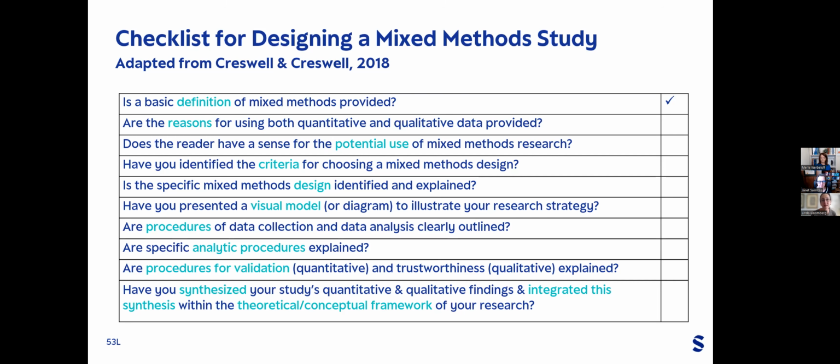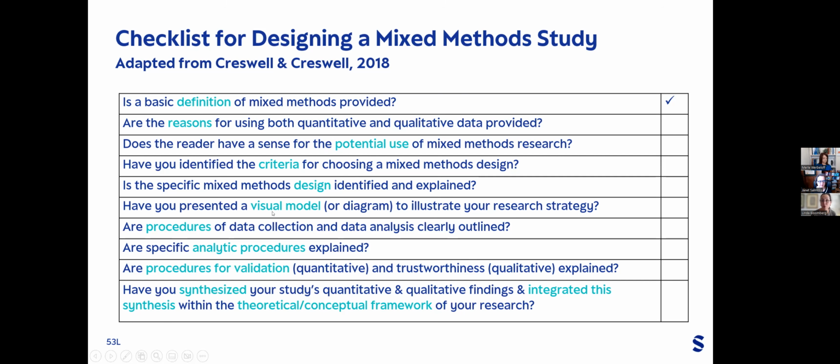And these are the kind of questions one should be asking not just at the beginning and not just throughout the study, but even at the end, once you've conducted the study, just to check yourself that you have in fact very thoughtfully set up the study in the most logical and meaningful way. Ask yourself, is a basic definition of mixed methods provided in my study? Are the reasons for using both qualitative and quantitative data provided? Does the reader have a good sense for the potential use of mixed methods research? Have I identified the specific criteria for choosing the mixed methods design that I've selected? Is the specific mixed methods design identified and explained clearly enough?